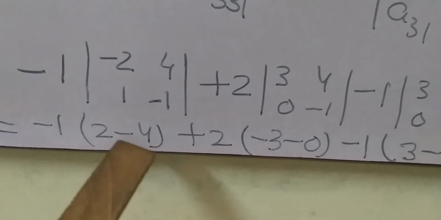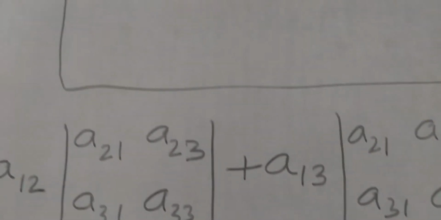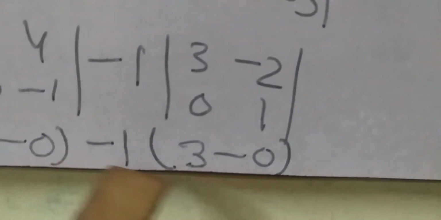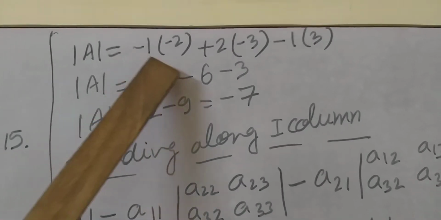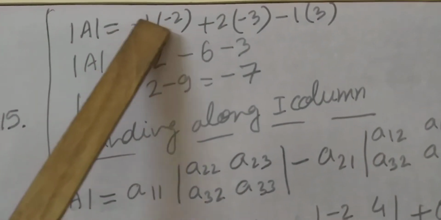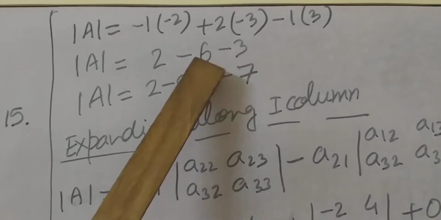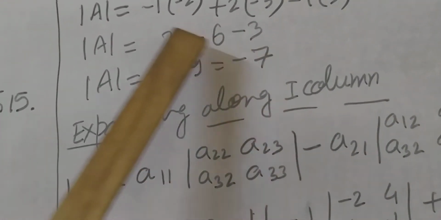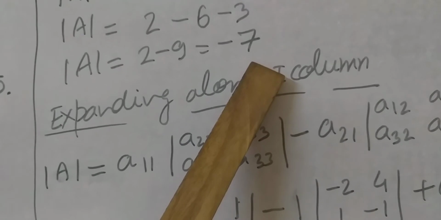Minus 1 into minus 2 and 2 into minus 3, minus 1 into 3. So you can see, student, minus 1 into minus 2, 2 into minus 3 and minus 1 into 3. So it is 2 minus 6 minus 3. So 2 minus 9 is minus 7. The same answer is coming, students.